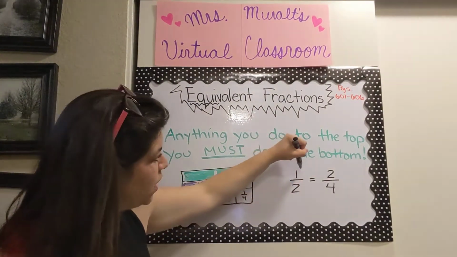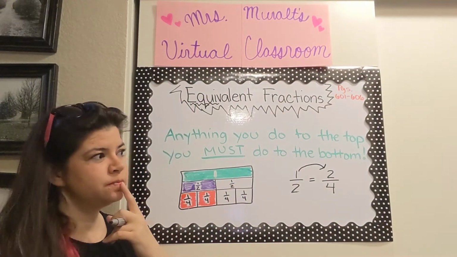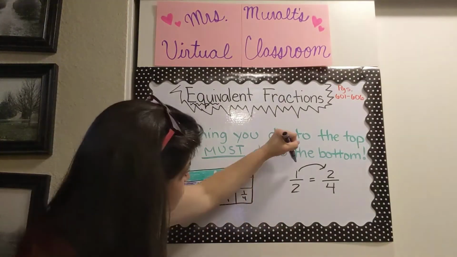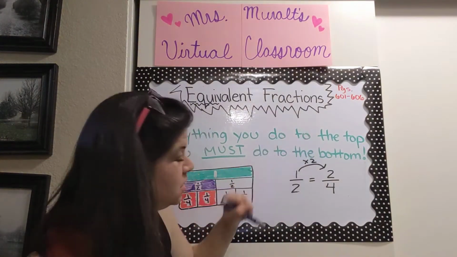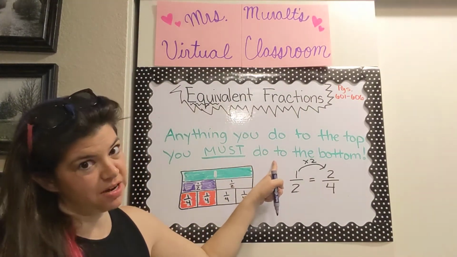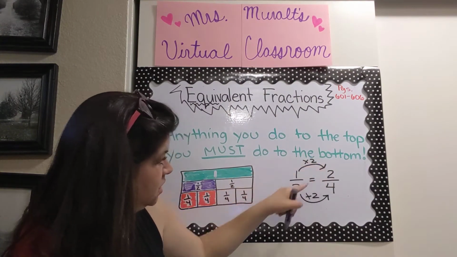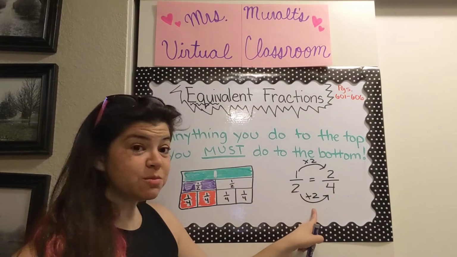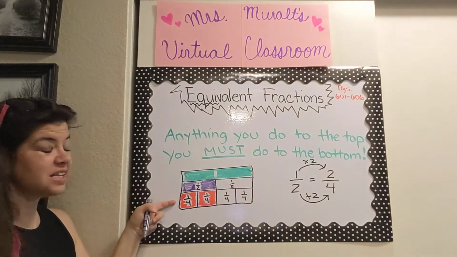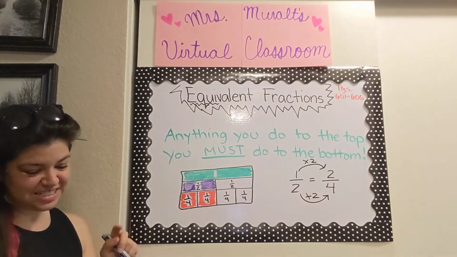We have to think, what did we do to this 1 to make it a 2? We multiplied it by 2. 1 times 2 gives us 2. And remember, if we multiplied the top by 2, we have to multiply the bottom by 2. Well, there you have it. 2 times 2 gives us 4. So 1/2 is the same thing as saying 2/4. Are you following me? Let's continue.